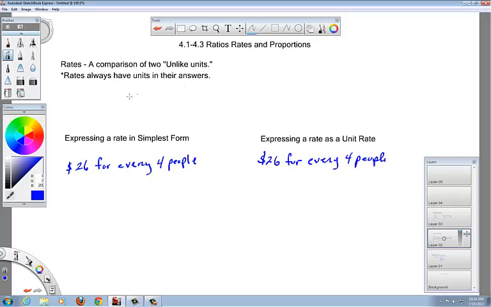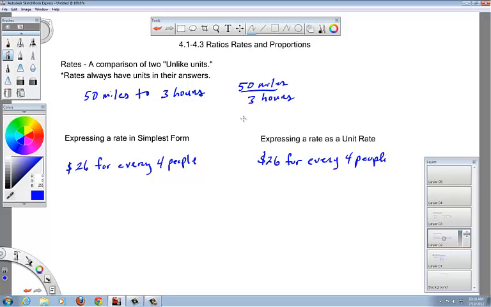Rates always have units in their answers, so it could be 50 miles to 3 hours. And this could be written as a rate of 50 miles for every 3 hours. And you have miles on top and hours on the bottom. The units are super important for rates. In fact, it'll be wrong if you don't have it.